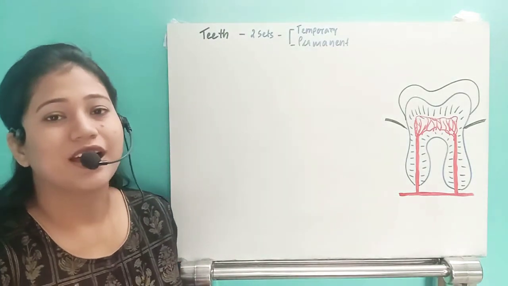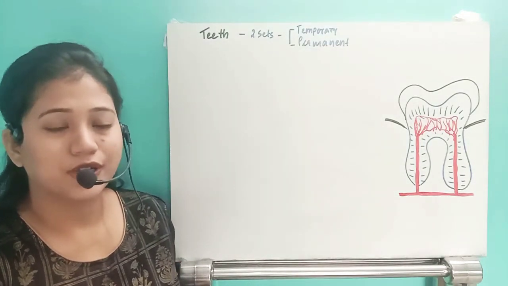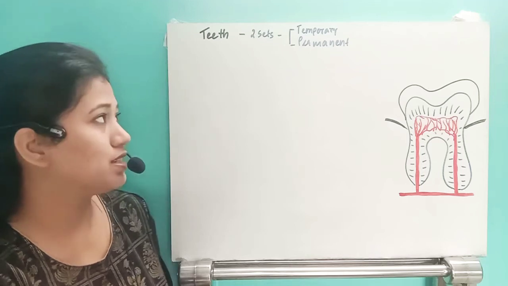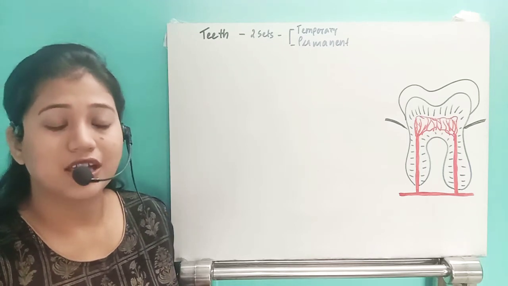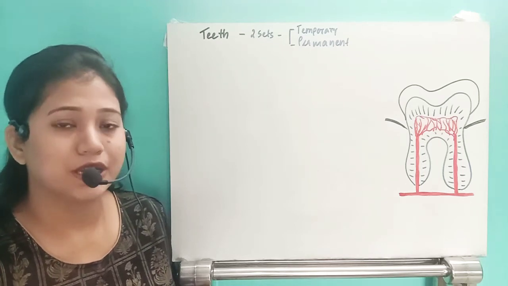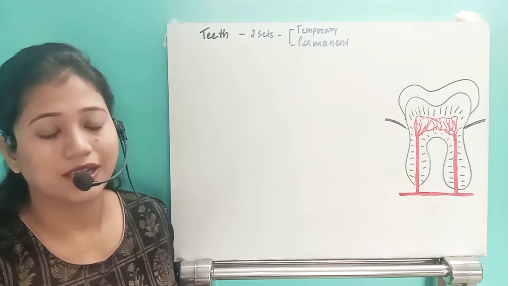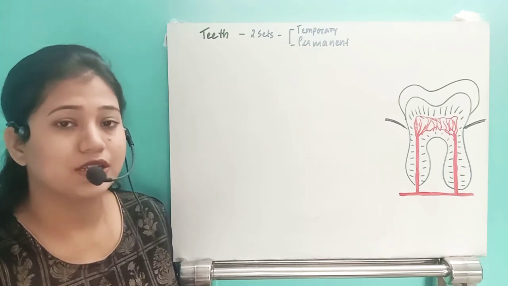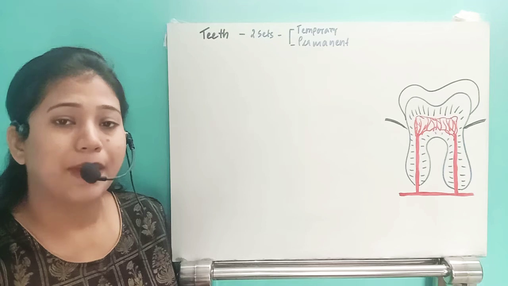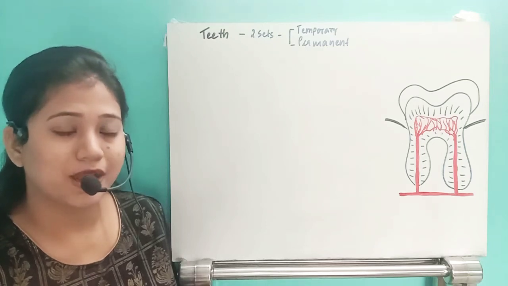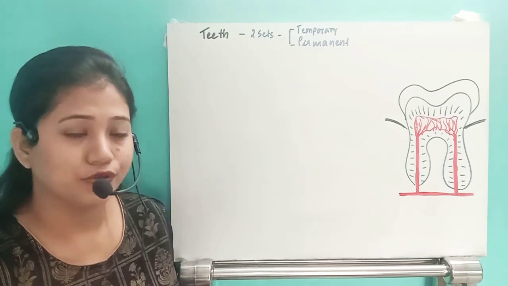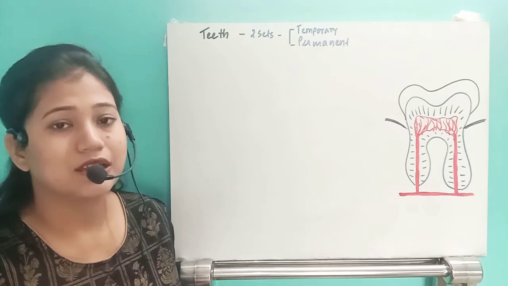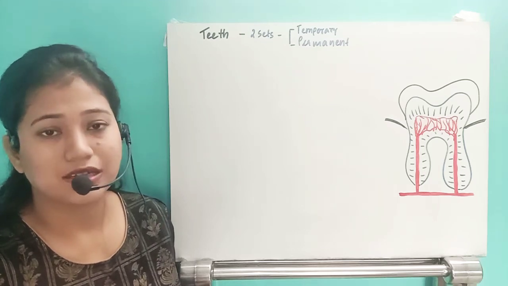Hello students, in this video we are moving to the second part where we will see the teeth. In the last video we have completed the first part, that is the buccal cavity. So that buccal cavity is made up of the palate, hard palate and soft palate, and the uvula. Second part is the teeth, and the third part is the tongue.